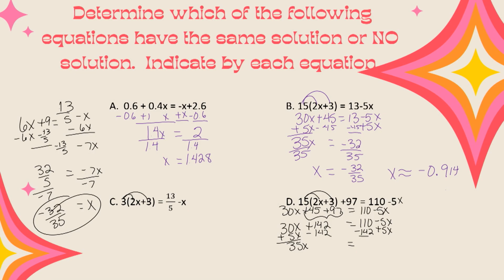So I take, in my calculator, 110 minus 142 and get a -32. To get that x by itself, I'm dividing. So my x equals -32 over 35. So we've answered the question, do these equations have a solution? And all of them prove yes, they do.